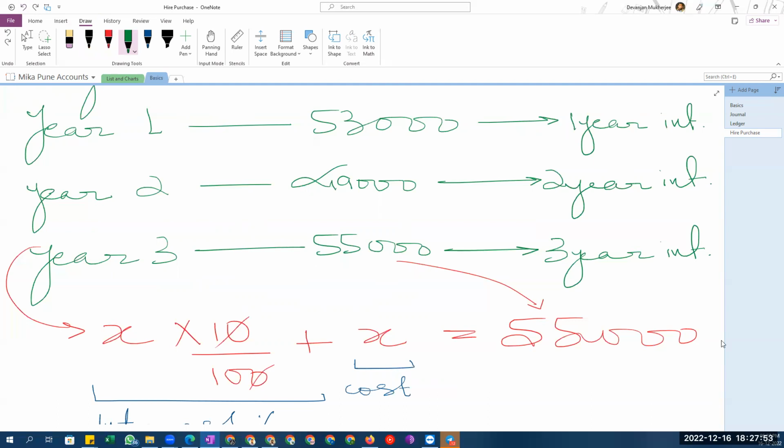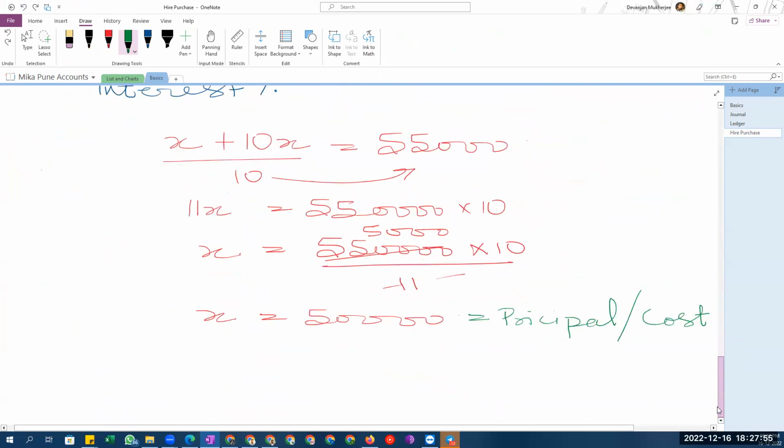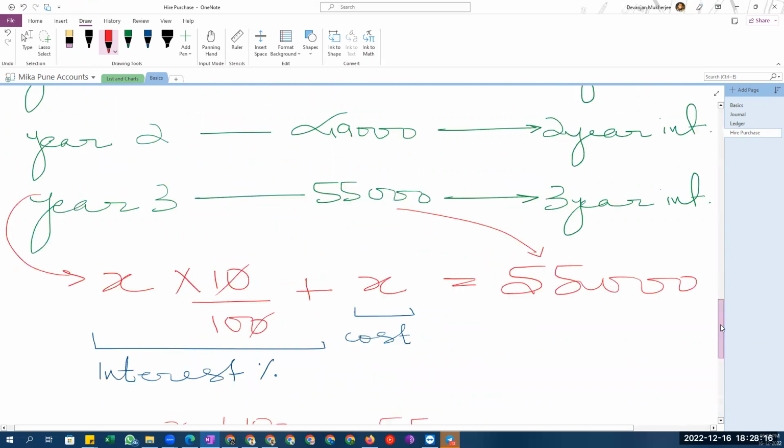This is just one part of it. So in year 3, our cost is 50,000, and therefore the interest in the last year is 5,000. Year 3 is equal to 5,000. Done. This is the first part done.